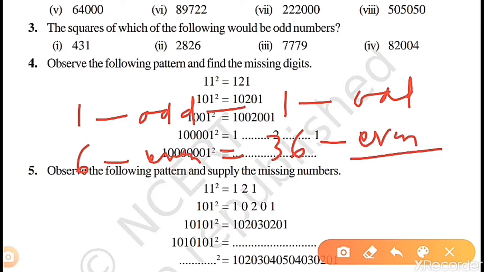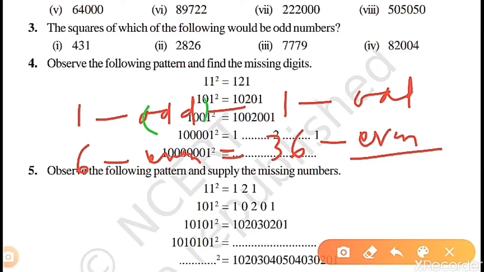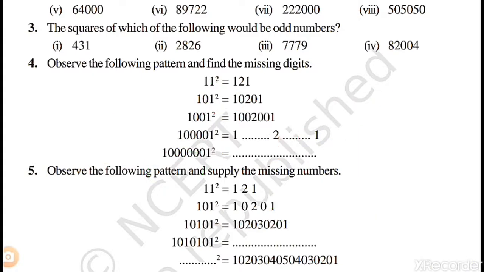36 is an even number. So we can draw a conclusion that squares of odd numbers are odd, and squares of even numbers are even. Okay, so which are the odd numbers? Which are ending with the digit 1, 3, 5, 7, 9. These are the numbers which are not divisible by 2.